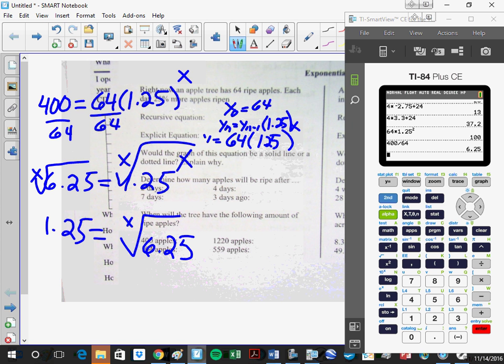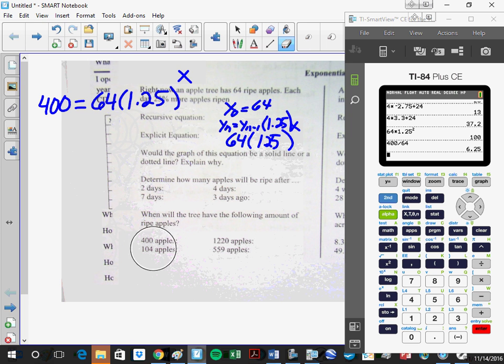So we're sort of stuck. We just need to guess for now. Matrices aren't going to help us. So let's go back to the original problem. Let's look at this. We can plug 64 times 1.25 to the x in the calculator, and if it's a nice number, the table will tell us. If it's not a nice number, at least it will tell us where we want to look.